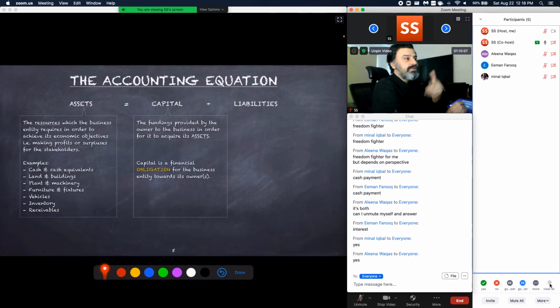And how do you repay the owner for this contribution? You give the owner back the profits. Whatever profits that you make, you're going to give it back to your owner. That's how the arrangement works between you and your owner. Okay, so that's your capital.